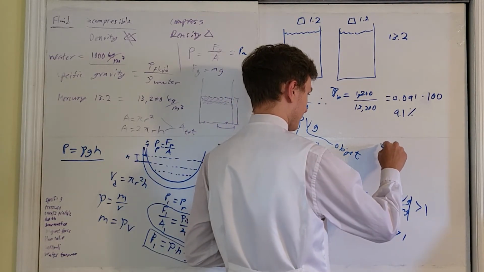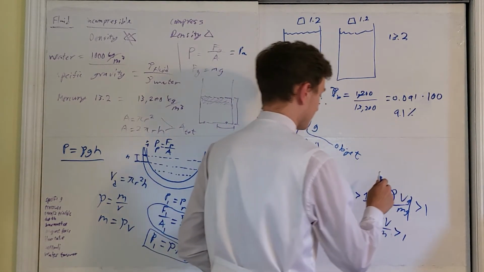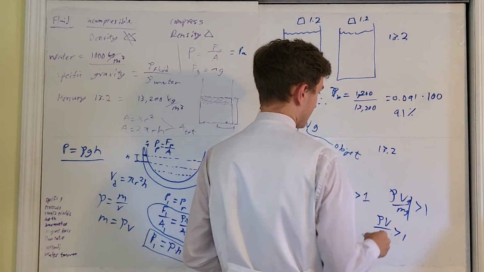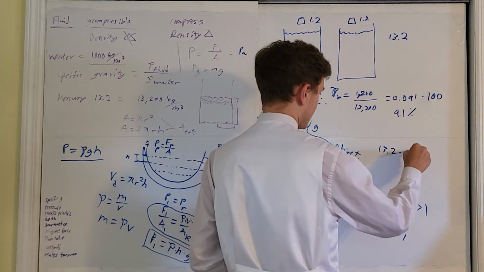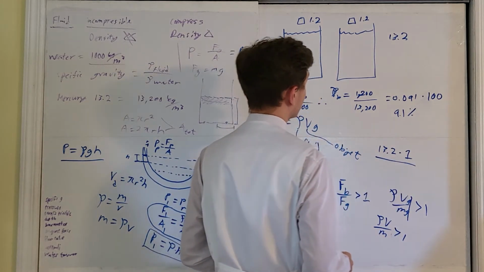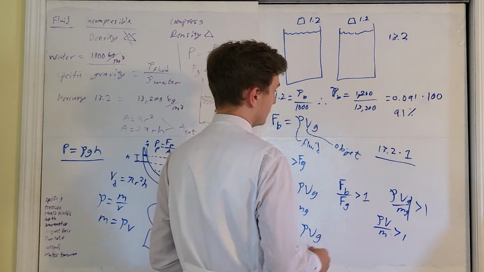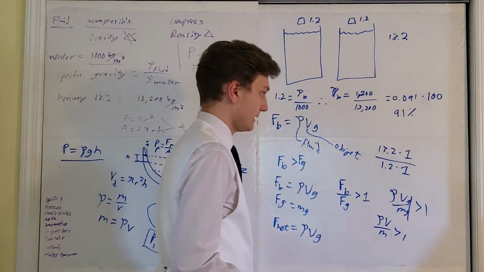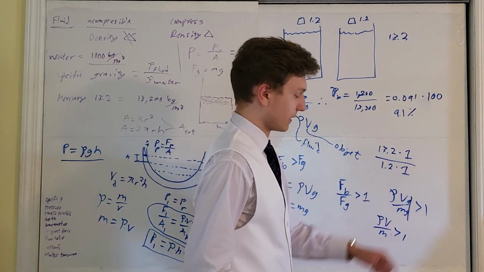Here's the magic part here. If the density of the fluid is, let's say, 13.2, and the volume of the object is 1 cubic meter, the density of our object is 1.2, and the volume of our object is 1 cubic meter, then we have greater than 1.